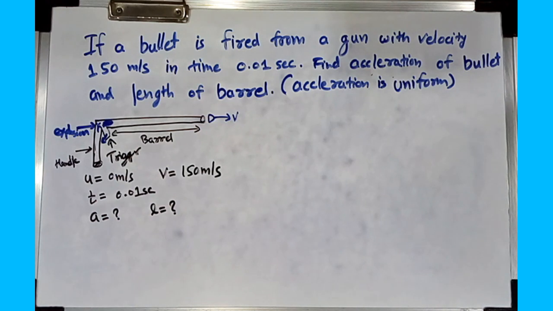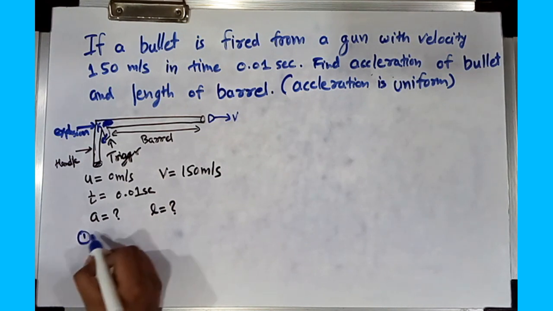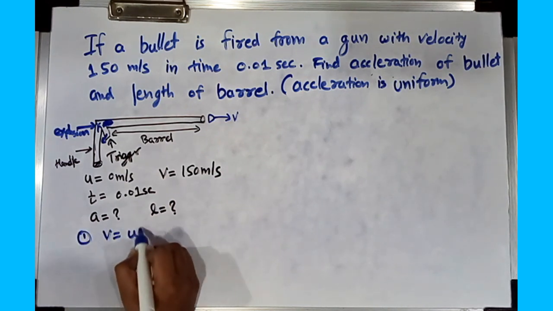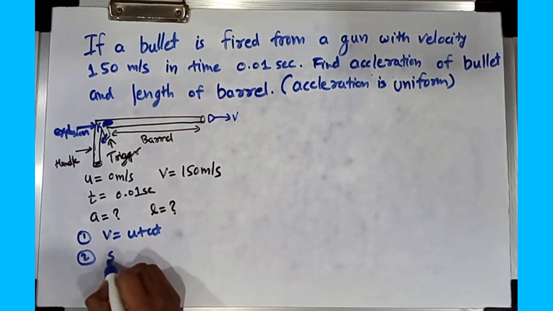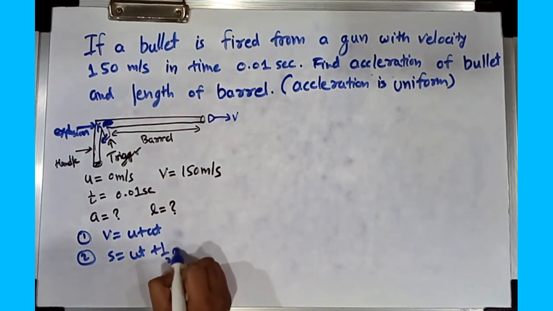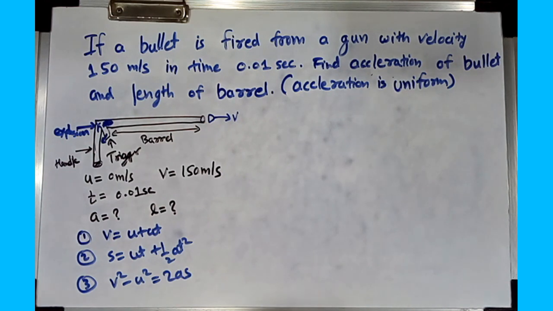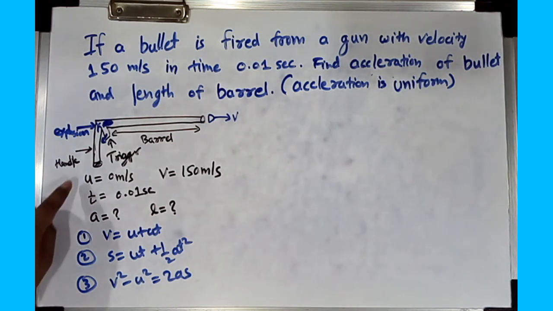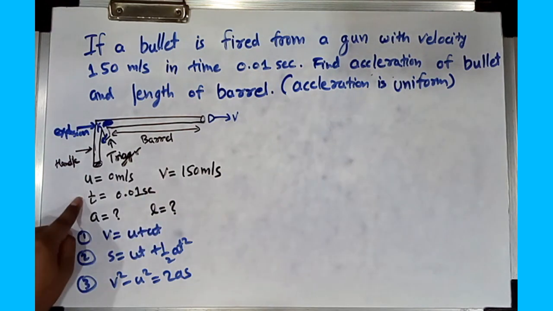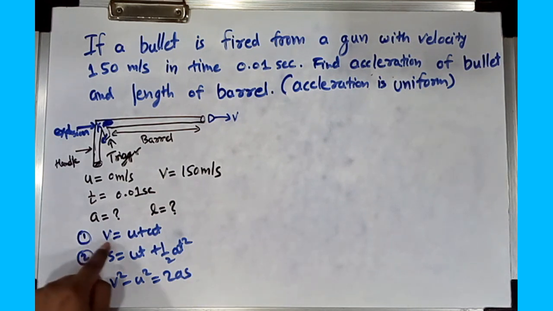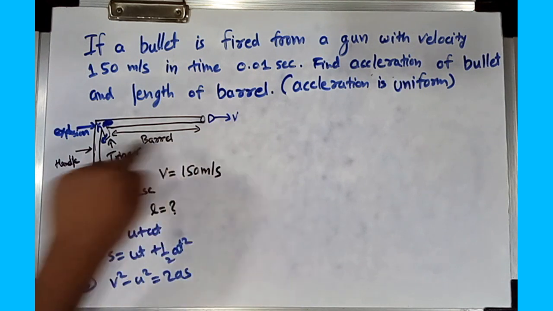So to find this we need the equations of motion, which are three: v is equal to u plus at. Second equation is s is equal to ut plus half at square, and third equation is v square minus u square is equal to 2as. So we have to solve this question using these values, as we have initial velocity, final velocity and time period, and we have to find acceleration. So we will use the first formula, which contains final velocity, initial velocity, acceleration and time, these four quantities.